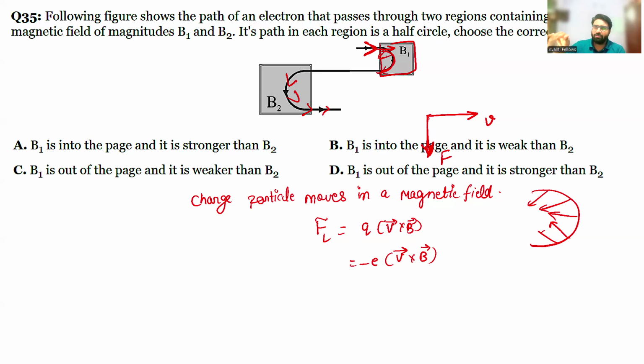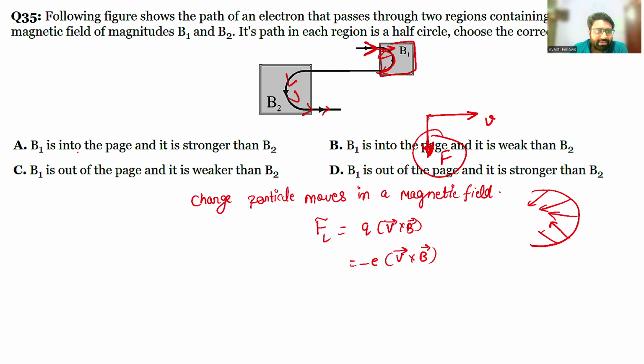Which means if you curl your finger and try to find the direction of B itself, so for this force, if you see the direction of velocity and you curl your finger like this, then you will see V cross B is downward. It's only possible that either B is inside or B is outside. But for B outside, the thumb is pointing downward, and the similar force we want here to make this circular track. So we can say that B is inward. Now, which of the fields is greater?